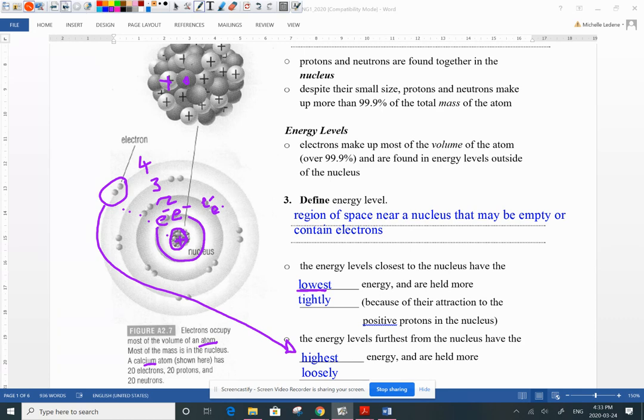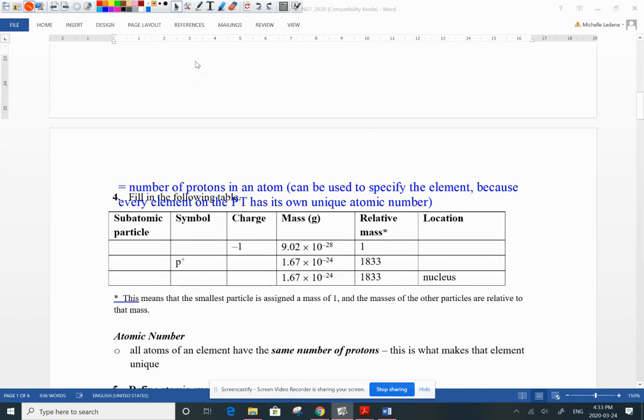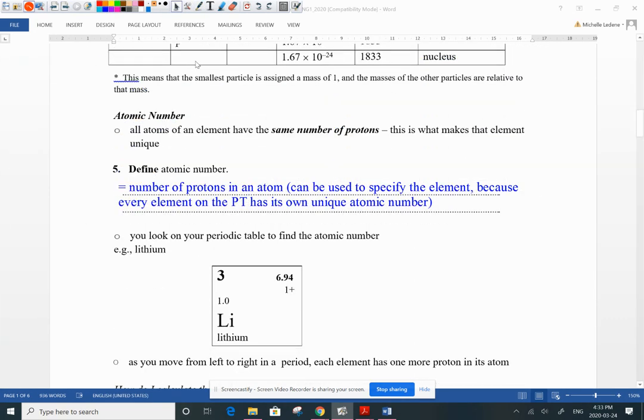Okay, so moving on then to our next page, we can then talk about what is the atomic number. So you can read this little chart and do the chart, and then the atomic number, well, that's simply the number of protons in an atom. And you can use that to tell the different elements apart, right? Each element on the periodic table has its own unique atomic number. So the periodic table has all of the elements arranged by their atomic number.